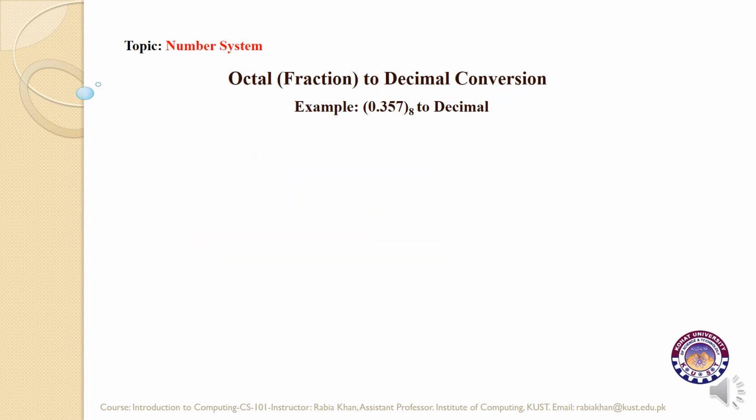We are given an octal fraction 0.357, and we have to convert it into a decimal number. The method must be clear to you now. We need to multiply every digit in the fractional part with 8. The power of 8 must start from -1. The multiplication process must move on from left to right.